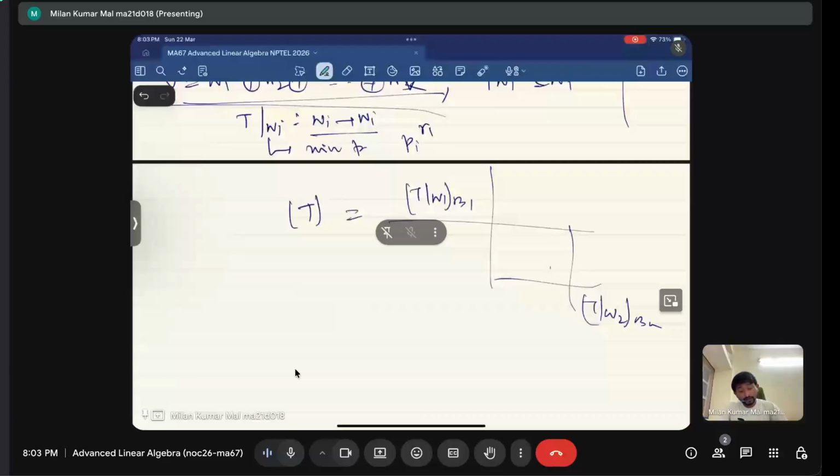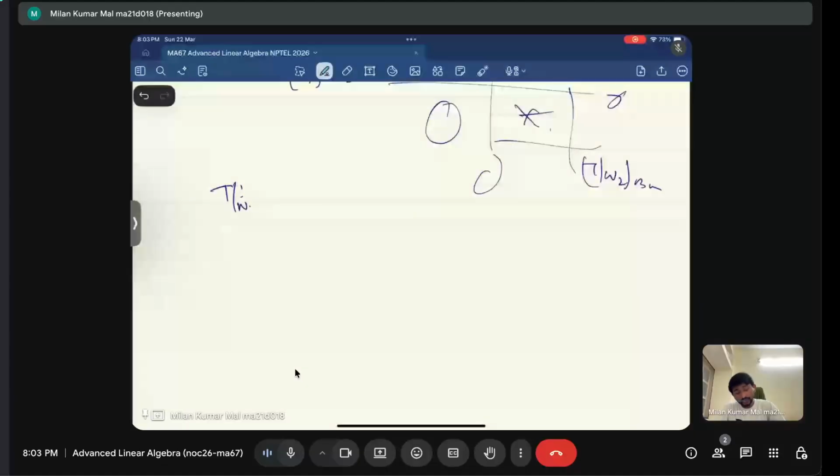Now our target. So we will be getting 0, 0, 0, and here is some non-zero. So we get a specific block form. Now our target will be to find a simpler form of this matrix. So basically, let's consider Wi. We have considered T restricted to Wi, from Wi to Wi, right? So for this, the minimal polynomial is Pi to the power Ri, right?